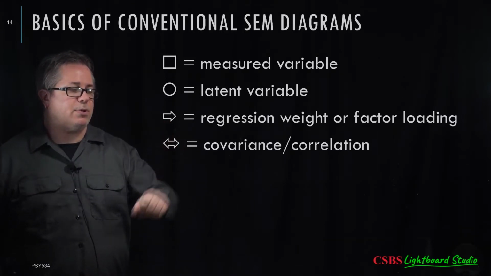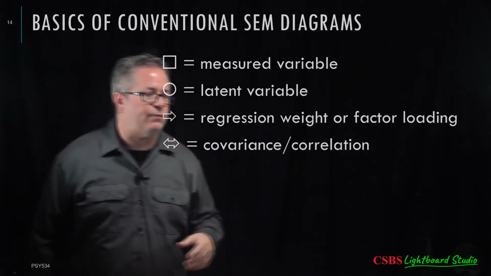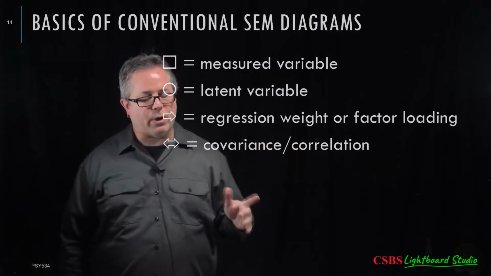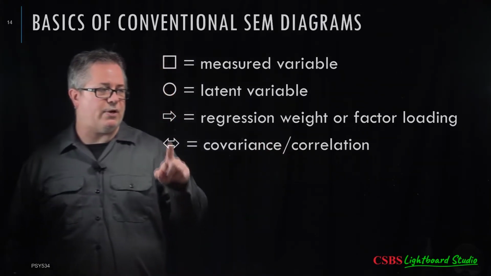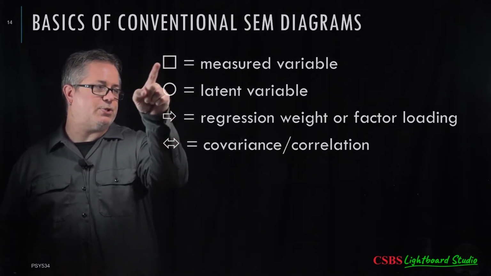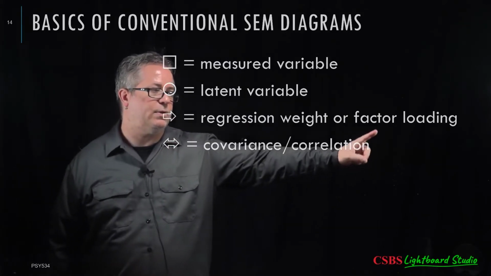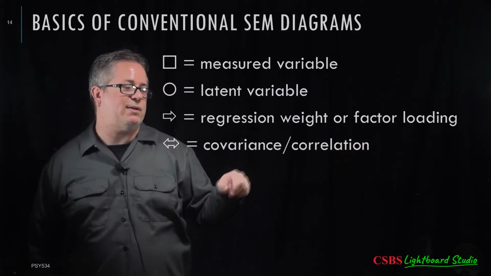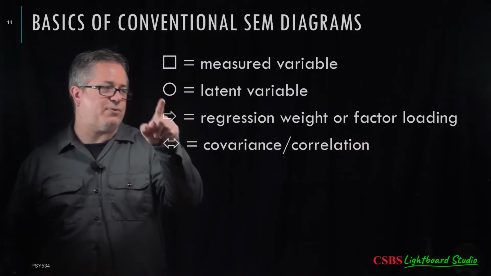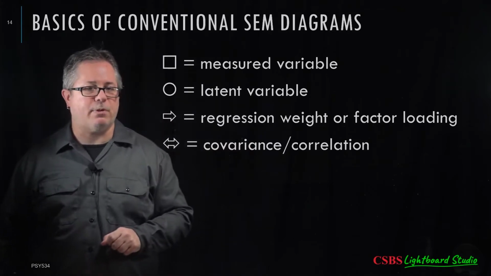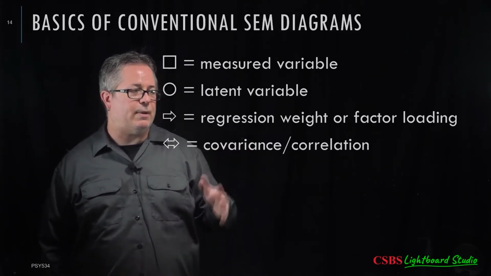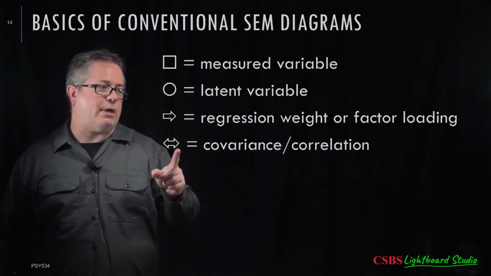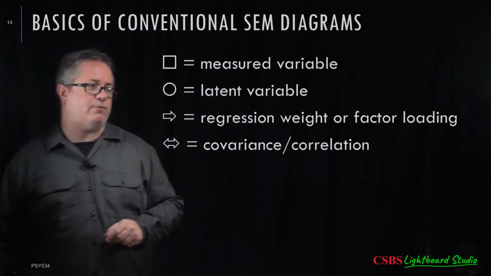Single-headed arrows are either, and this is where things get a little bit confusing, a regression weight, like a slope, or a factor loading, depending on where it is in the model. If it's an arrow going from a circle to a square, then it's a factor loading. If it's going from a square to another square, it's a regression weight. If it's going from a circle to another circle, it's also a regression weight. So it depends on where it is, but it's basically some form of prediction. And then any double-headed arrow is considered a covariance or a correlation.